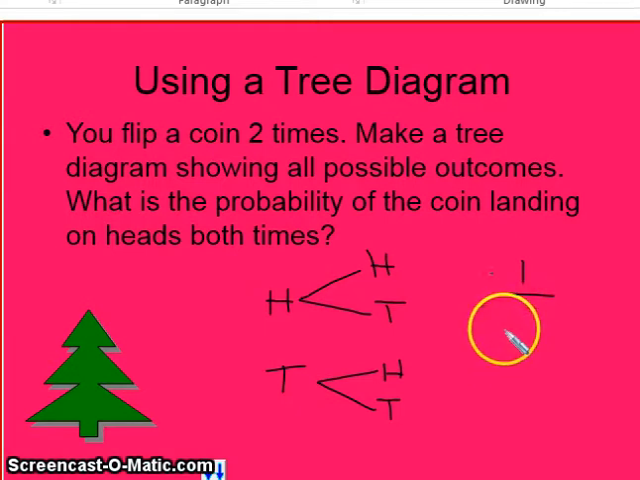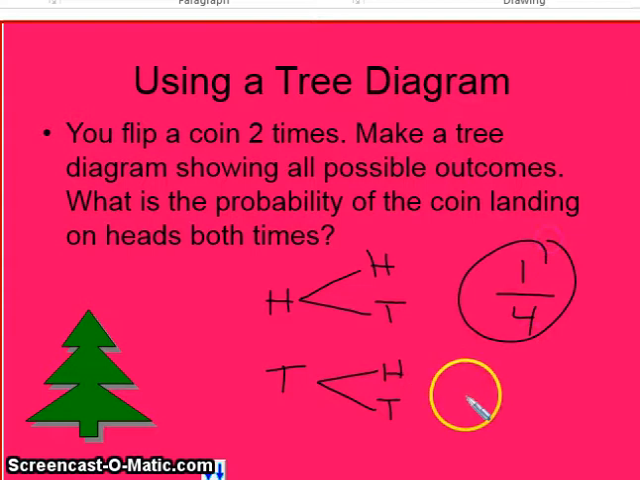Out of the total number of possible outcomes, we have heads, heads; heads, tails; tails, heads; and tails, tails. So that's 4. So the probability of the coin landing on heads both times would be 1/4, or we could write it as 0.25 or as 25%.